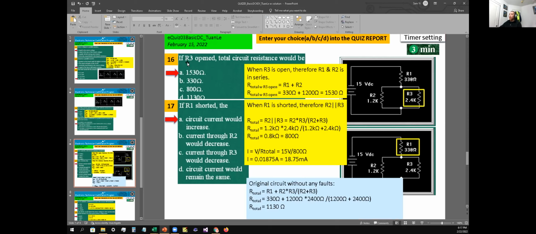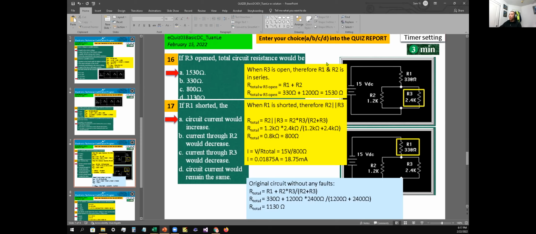Okay, so if R3 is open, total circuit current would be, okay, so R3 would be here. So as of right now, if R3 is open, now you only have R1 and R2 combined together. So you're going to increase the resistance. So R1 plus R2, 330 ohms plus 1200 ohms, that's 1530 ohms. So the answer is A as in apple for number 16.